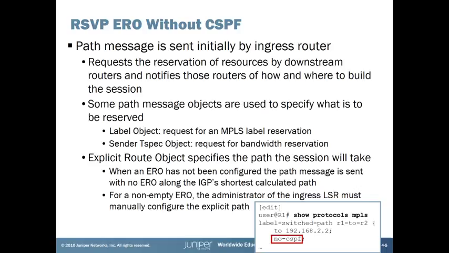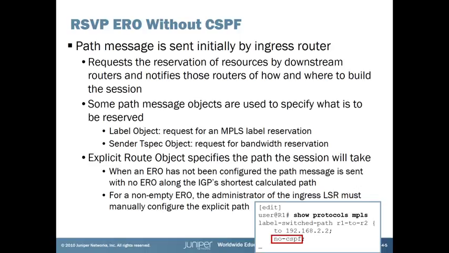Then we have this thing called an explicit route object, which we built last week. The explicit route object specifies the path the session will take. This is where we get into the traffic engineering. We're going to say, go here, then go there, then go there. When an ERO has not been configured, the path message is sent with no ERO along the IGP's shortest calculated path. So it's just going to take the standard IGP best path with no ERO.